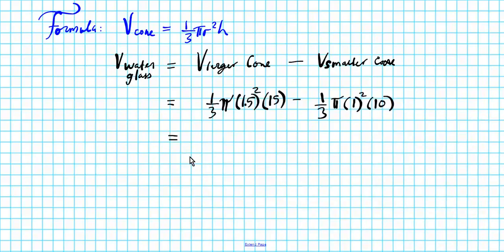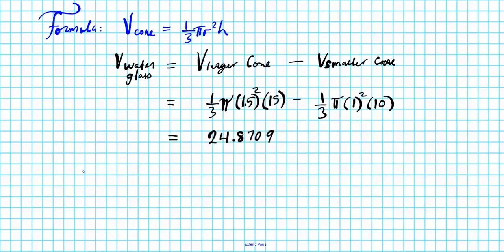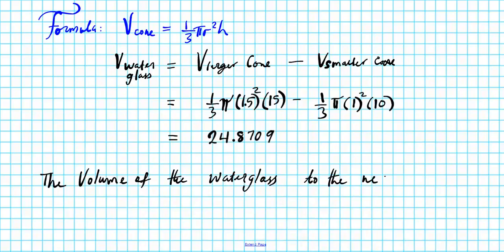So just plug all this into your calculator. You enter 1/3 pi 1.5 squared times 15 minus 1/3 pi 1 squared times 10. Enter, and you get 24.870941. We were asked to round to the nearest tenth, so basically one decimal place. Let's write down the whole thing: 24.8709. So the volume of the water glass, to the nearest tenth, is 24.9 cubic inches.